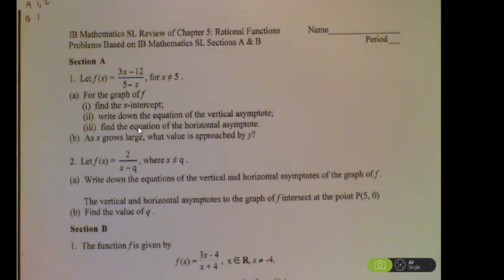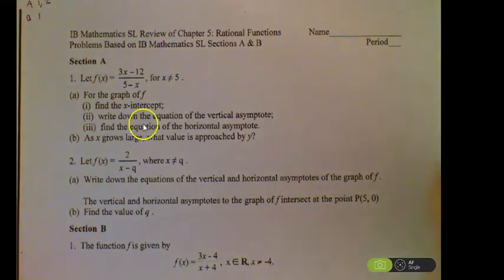All right, looking at the A-B worksheets for Chapter 5. We're going to do A and B in this one video because it's pretty short, only 3 questions total.